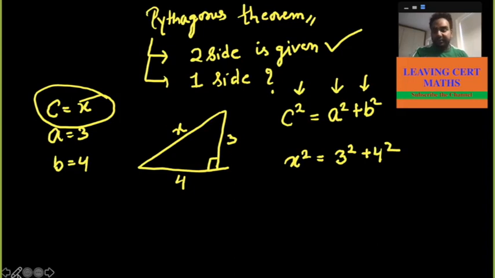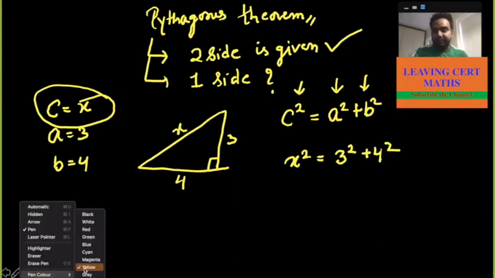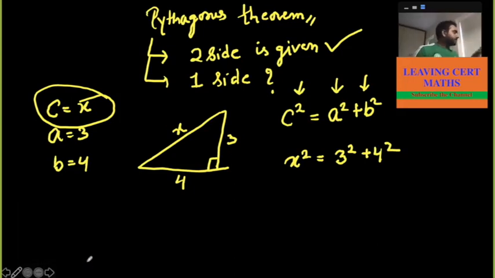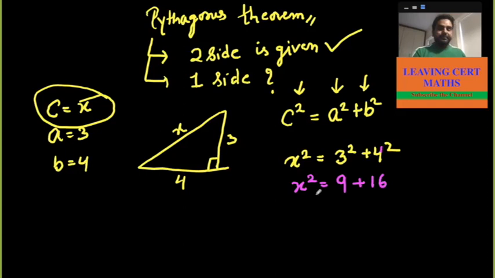Let me know if you have any issue with this. Okay, you don't need to solve first. Just write x square. We'll go step by step. What is 3 square? Is it not 9? And what is 4 square? Is it not 16? Then is it not x square is equal to 25?